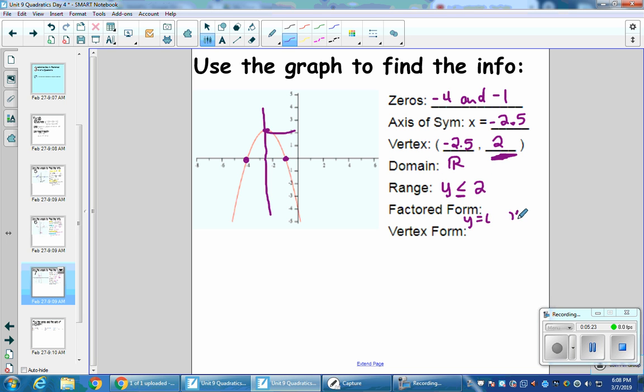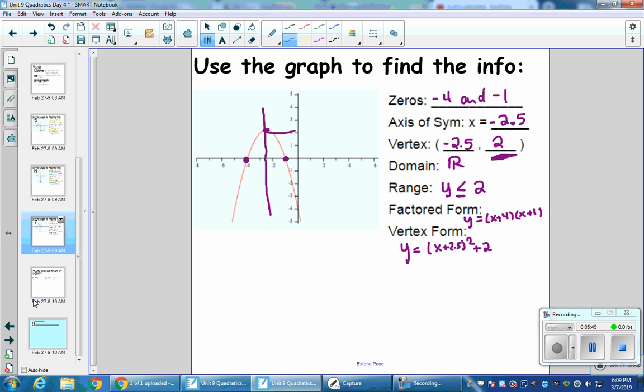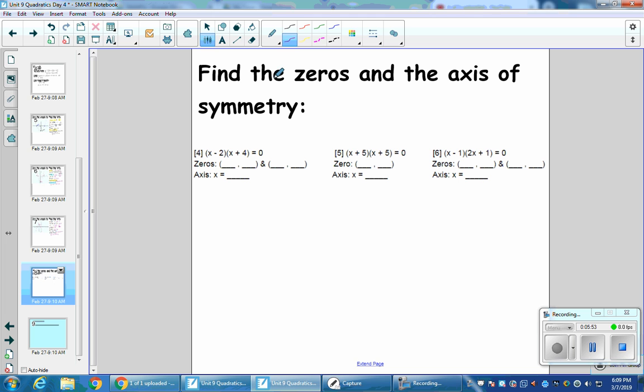Lastly, for factored form, we're using the -4 and the -1. So it's a +4 and a +1 because we always change the signs. And vertex form is the parentheses squared. I went left 2.5, so I'm going to write plus 2.5. And I went up 2, so I'm going to write plus 2. Right? So feel free to rewind if you need to get any of those back. Otherwise, we'll move on to our last thing, which is the zeros.